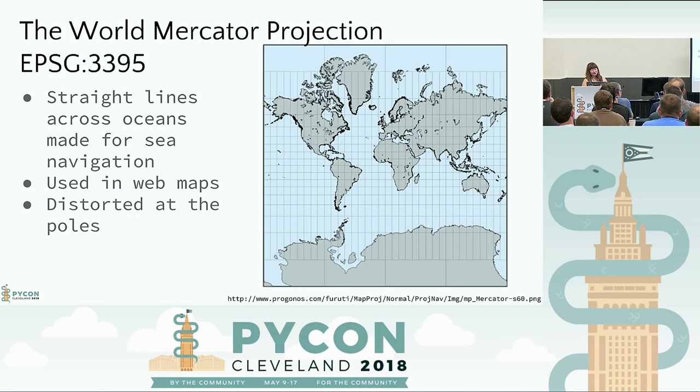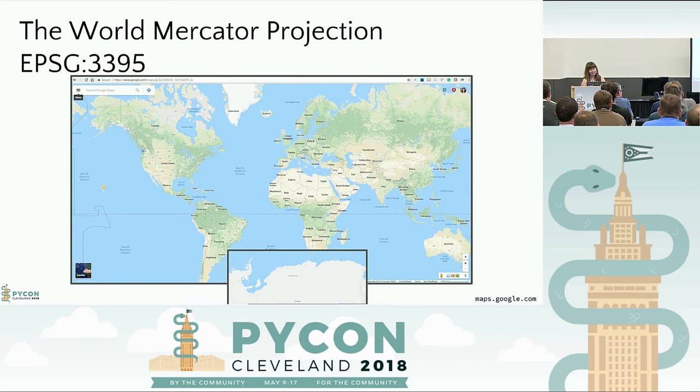But at the poles, you get huge distortions in size. So Antarctica looks way bigger than every other continent. In actuality, it's quite small. Same with the northern latitude continents. And here's just a snapshot of Google Maps. So it's using some kind of Mercator projection.